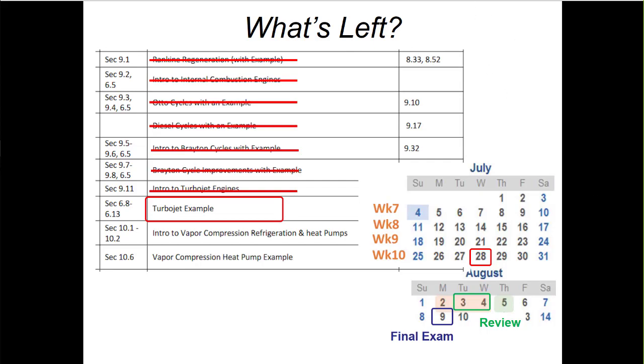So we're getting close to the end, right? The new lectures will end at the end of this week. So we have today's lecture, which will be a turbojet example problem. And then we'll do an introduction to vapor compression, refrigeration, and heat pumps.